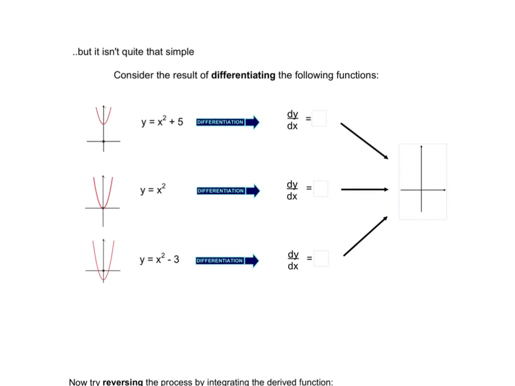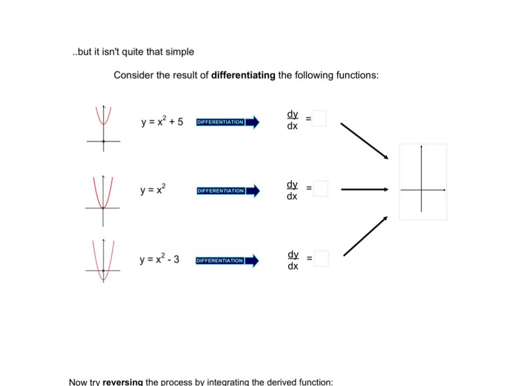And to try and illustrate that, we're going to consider these three examples here. We've got three really similar functions. The middle one is y equals x squared, just a really simple squared function giving us a quadratic graph. The one above it is x squared plus 5, so it's exactly the same shape of graph, it's just been moved up 5. And the third one is the same shape again, but it's been moved down 3.